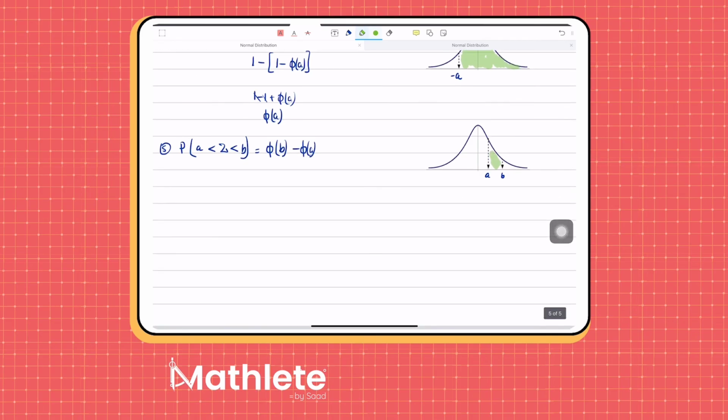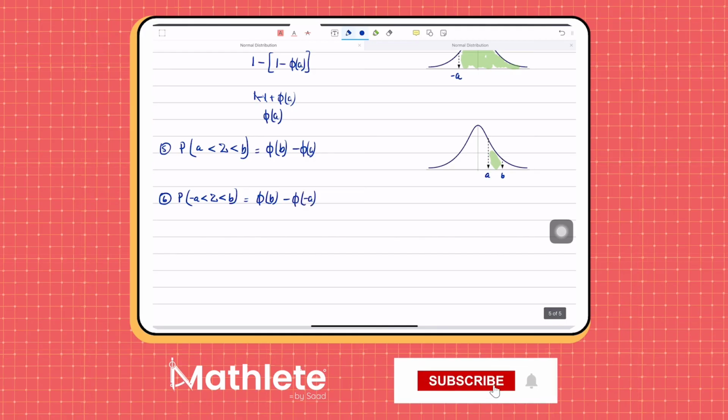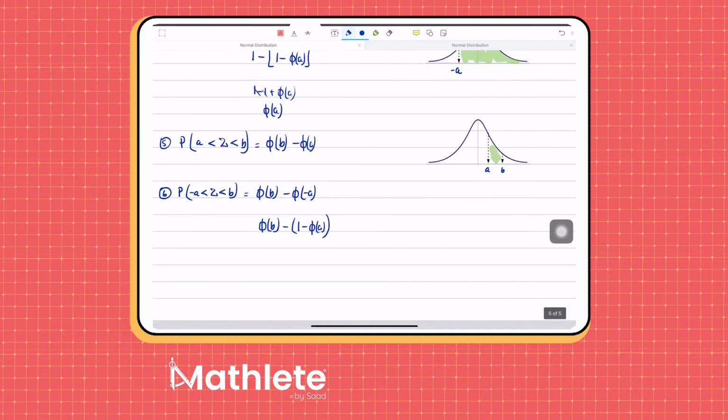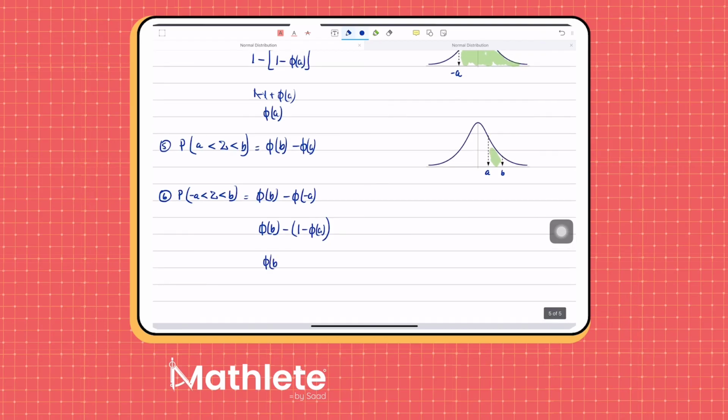From now onwards, I won't make the diagram, but I'll simply write down the rules. So if you're asked to find the probability of z being greater than minus a and less than b, the rule is phi of b minus phi of minus a, which means phi of b minus (1 minus phi of a). Then if you simplify, here's what you end up with: phi of b plus phi of a minus 1.